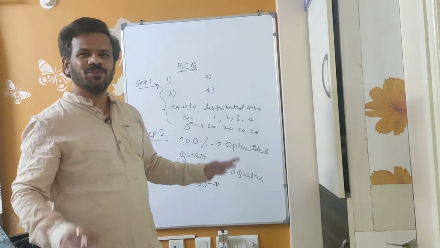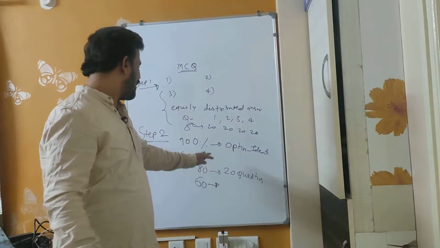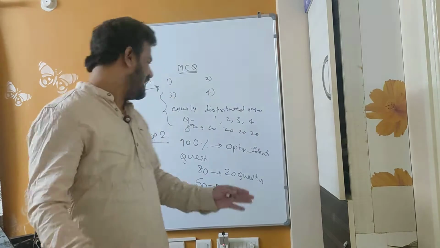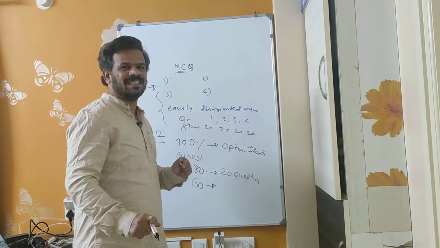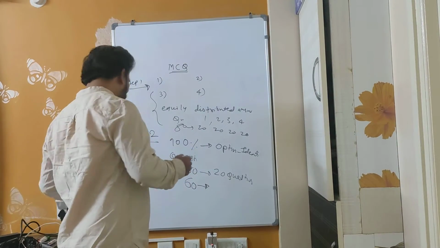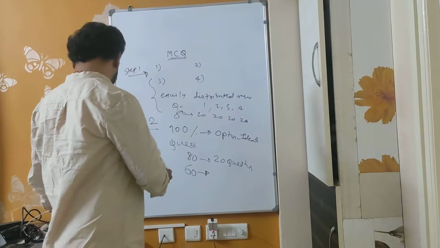20 questions, 20 marks you have already got. You know 100% that these are the options. Now how do you address the remaining 60 questions whose answers you don't know? Okay. Now comes step number 3.